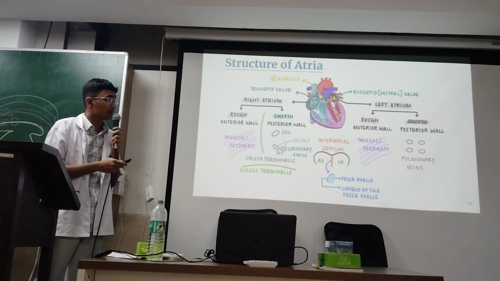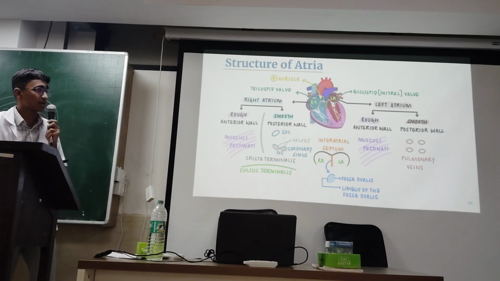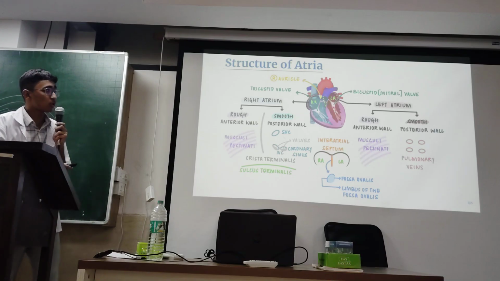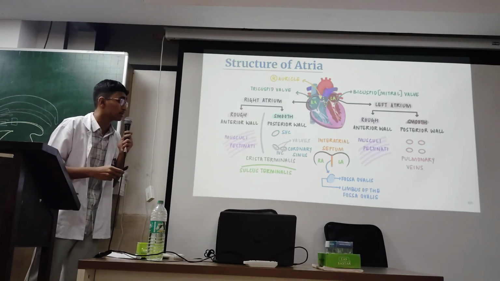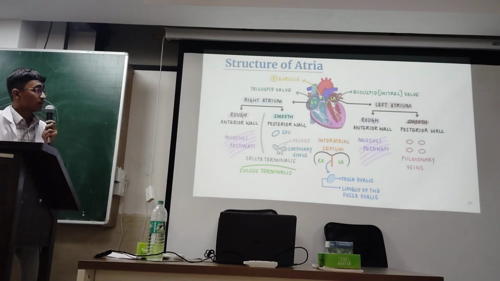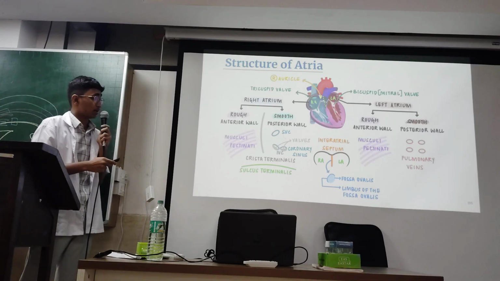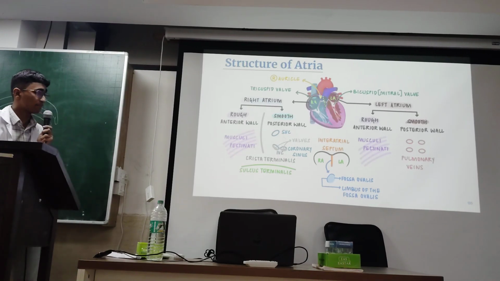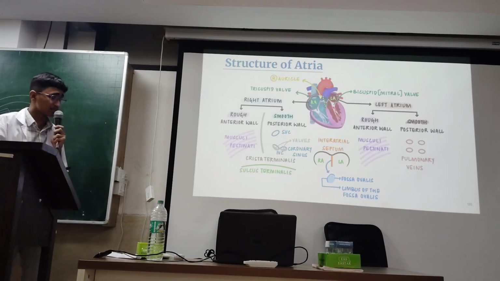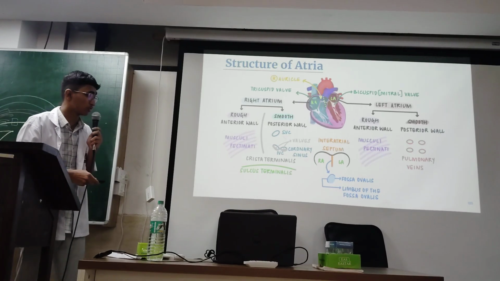Now the left atrium also has a rough anterior and smooth posterior wall. Here the smooth posterior wall has the pulmonary veins, and the left atrium and right atrium are separated by an interatrial septum, which has an oval depression called the fossa ovalis.